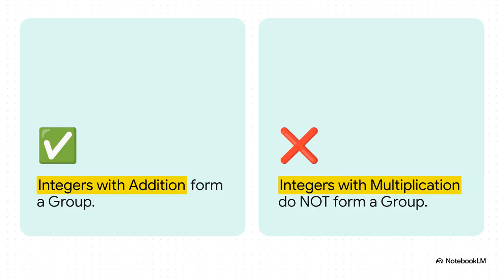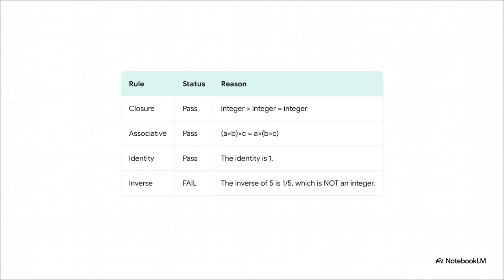Let's dig into why. So let's run down the checklist. Closure? Pass. An integer times an integer is always another integer. Associativity? Pass. That works too. Is there an identity? Yep, it's the number 1, because anything times 1 is itself. But inverse? Fail. This is where it all falls apart.